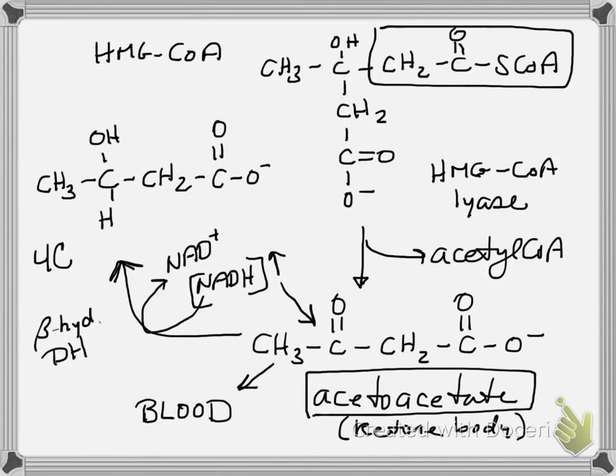And remember your nomenclature. This is the alpha carbon, this is the beta carbon. Looks like a fatty acid. So this is the beta-hydroxy group. So beta-hydroxybutyrate. Now the beta-hydroxybutyrate, once it's formed, of course, can be secreted by the liver into the blood.